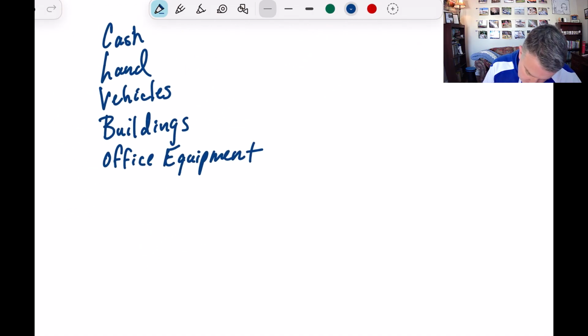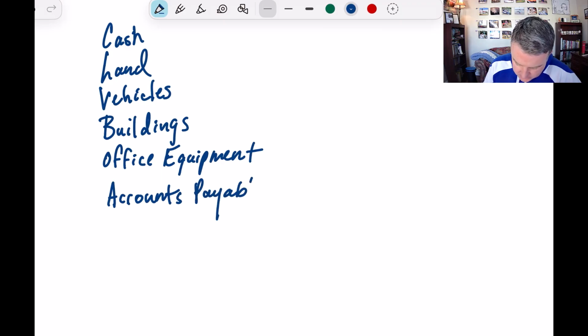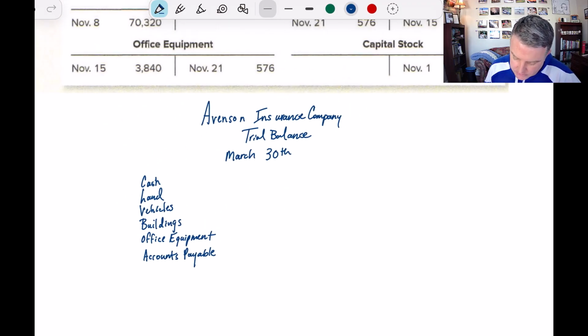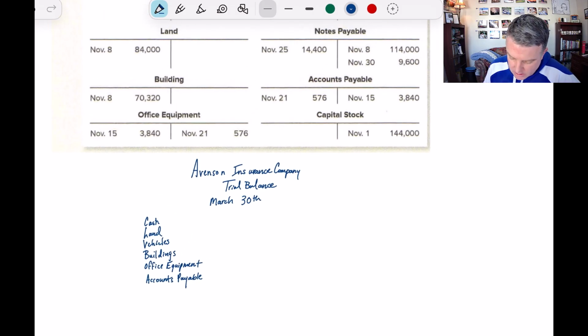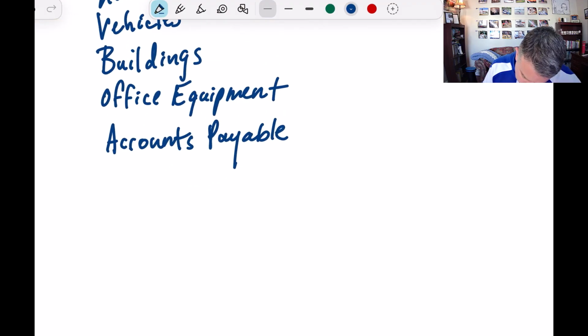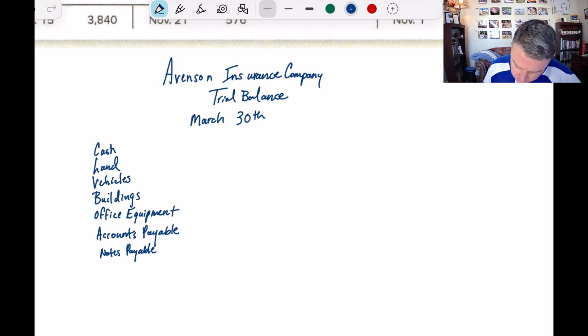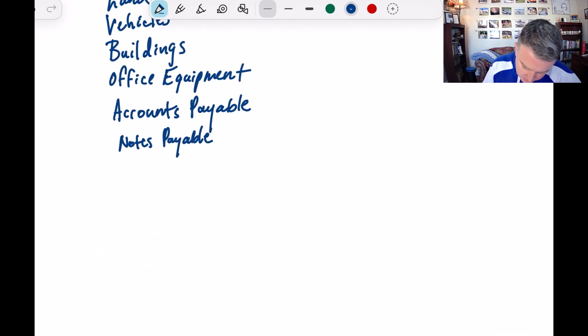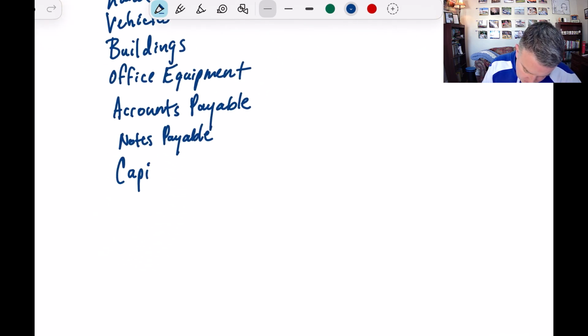So we're going to just list these next, accounts payable. And usually the trial balance will list the accounts in the order of the balance sheet. So assets, then liabilities, then equity. So accounts payable, notes payable. And then the last one will be capital stock, which is our equity account. And we're almost done, actually.